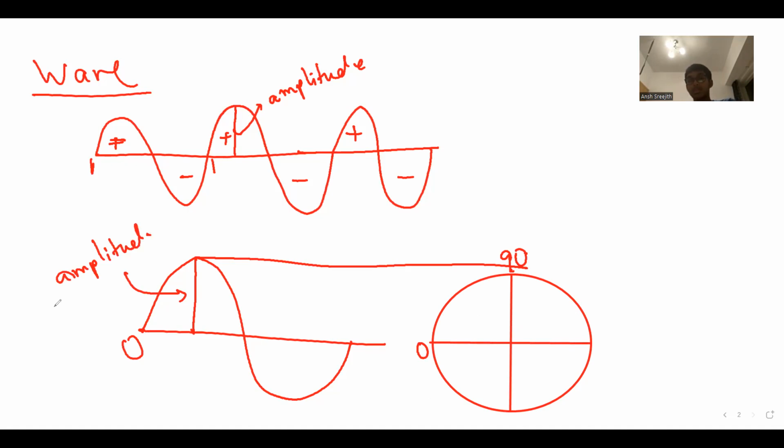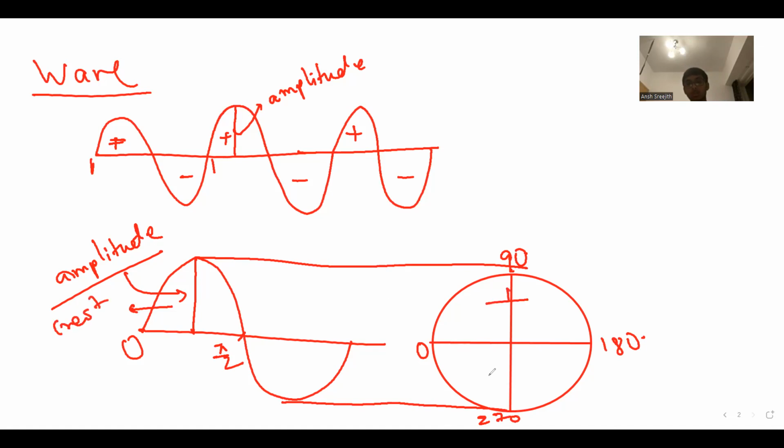Understood? Then again it goes to here. This is known as pi by 2. Pi by 2 means what? 180 degree. Then again it goes to here. This is 270 degree. So this upper part is known as the crest, positive, and this is the negative side. The negative side is known as your trough.